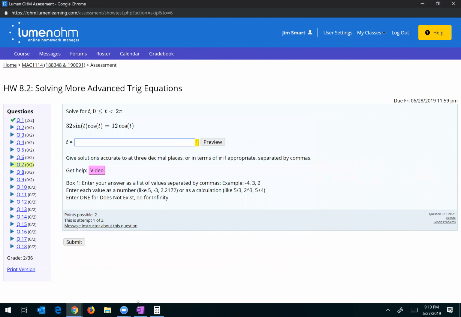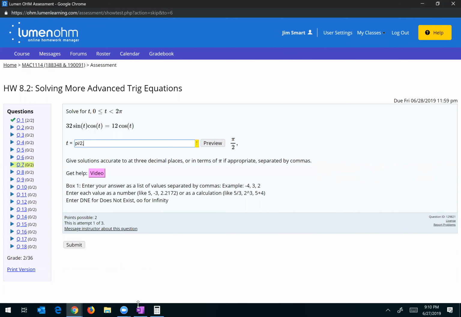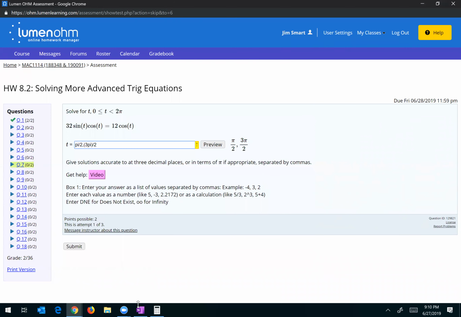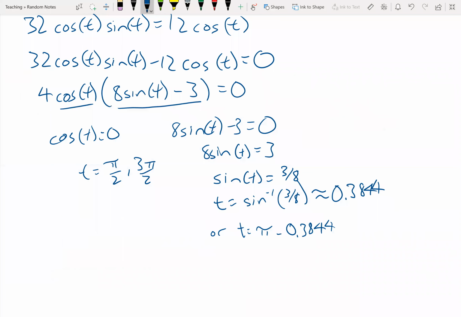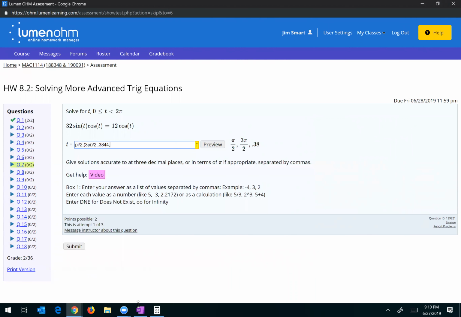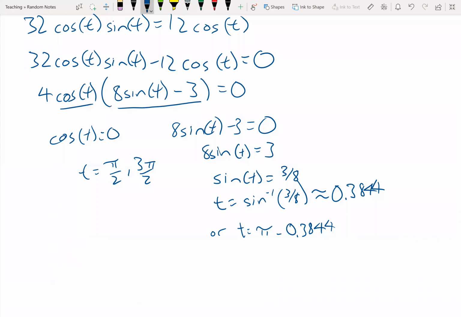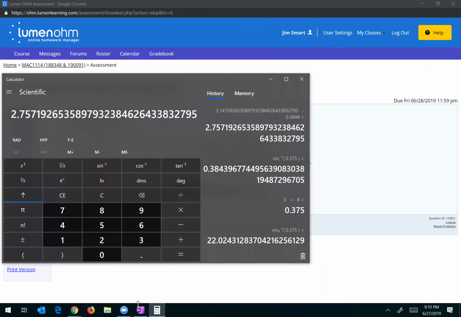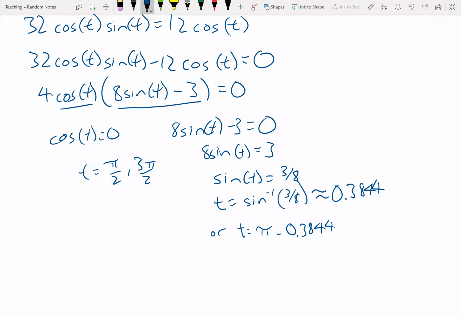All right, so it says we both want to give decimal and exact answers. So one exact answer was pi over 2. Another was 3 pi over 2. And then my approximate answers were 0.3844, and another approximate answer was 2.7572.